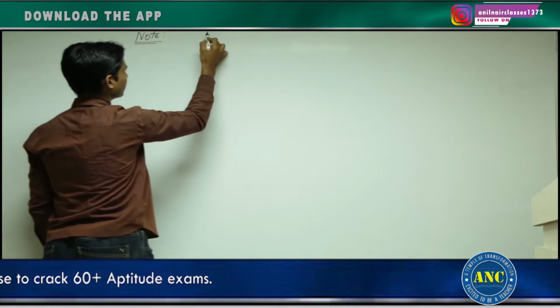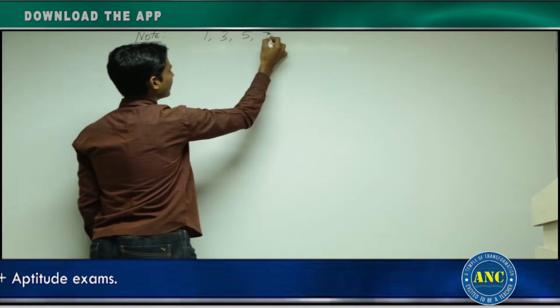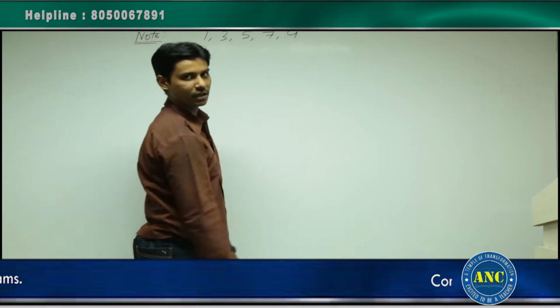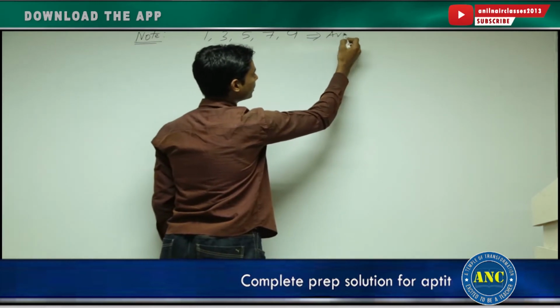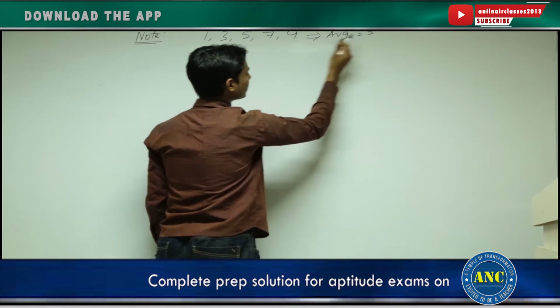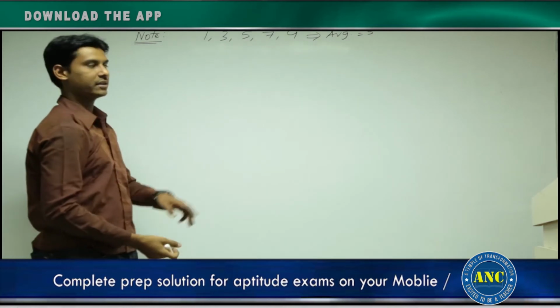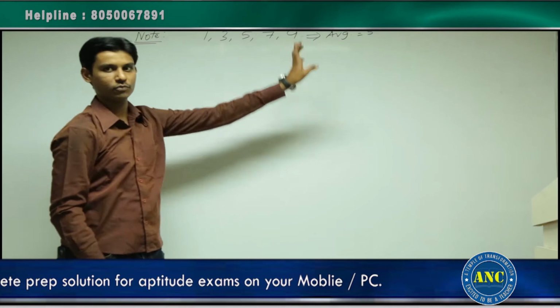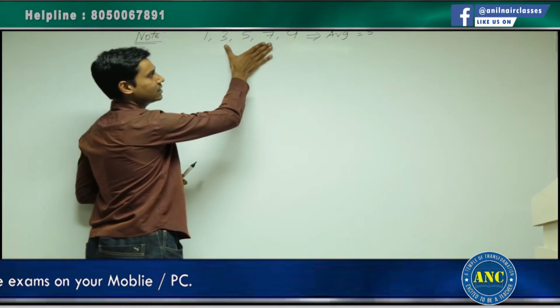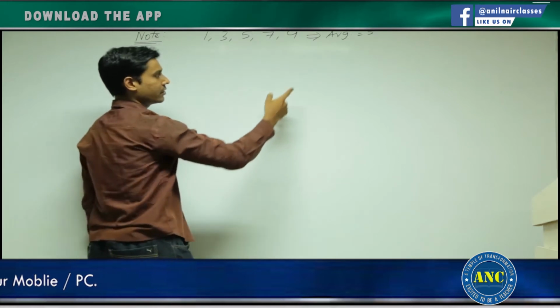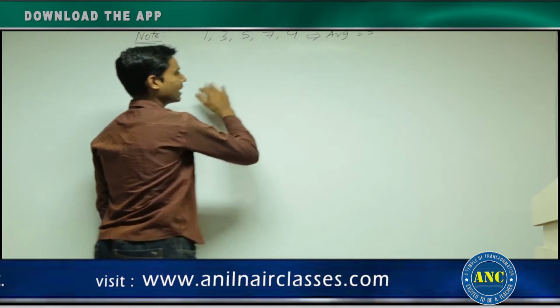Suppose I have a series 1, 3, 5, 7, 9. What is the average of this series? The average of this series is 5 because 1, 3, 5, 7, 9 is in arithmetic progression. Average in AP is nothing but the middle value. It is 5, right? This is the original series, 1, 3, 5, 7, 9. The original average is 5.